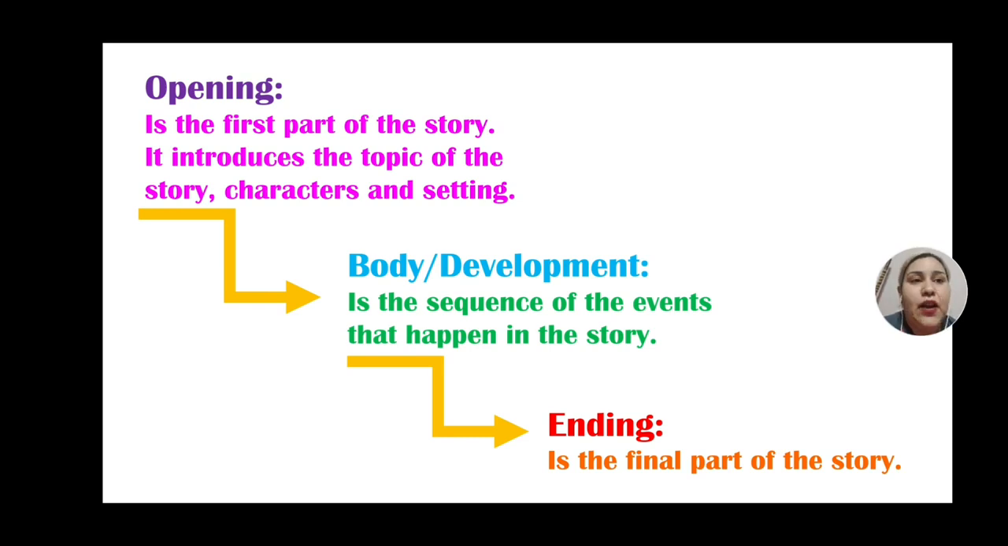Then we have the body, also called development. Body or development is a sequence of the events that happen in the story. It's like the story: what happened, and then what happened, and then what happened. And finally, we have the ending. The ending is the final part of the story, the end. I'm going to show you examples of an opening, body or development, and ending.